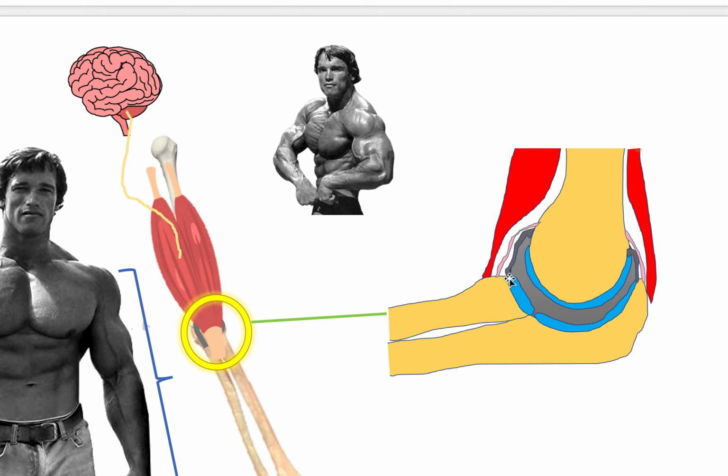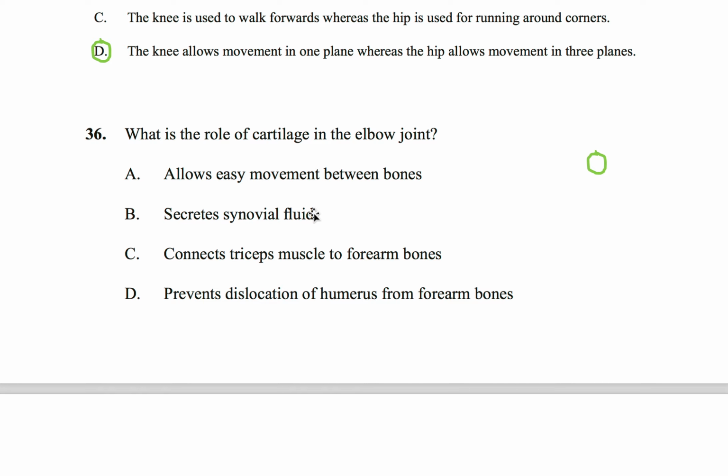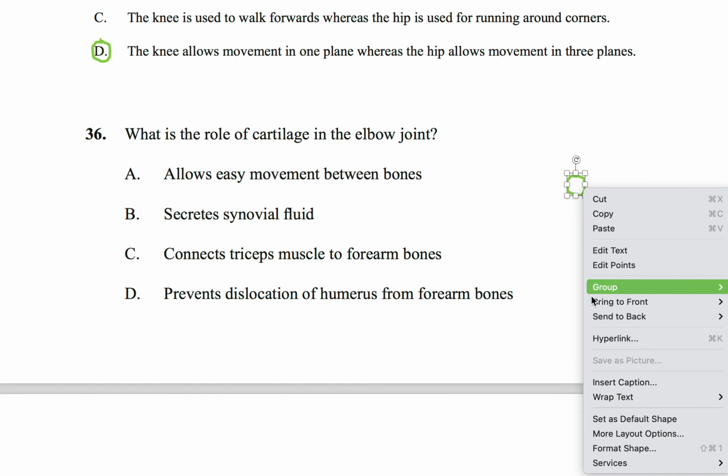Synovial fluid, by the way, is this fluid inside here. And it is not made by cartilage. It's made by the bone. It's made by other things, okay? Not by the bone. Not by the cartilage. So, and it has a similar purpose. Synovial fluid is also for smooth movement. It basically does a similar job to cartilage. So, A, allows easy movement between the bones. Yep, that seems to be the right answer already. So, wait, let me move this to front.